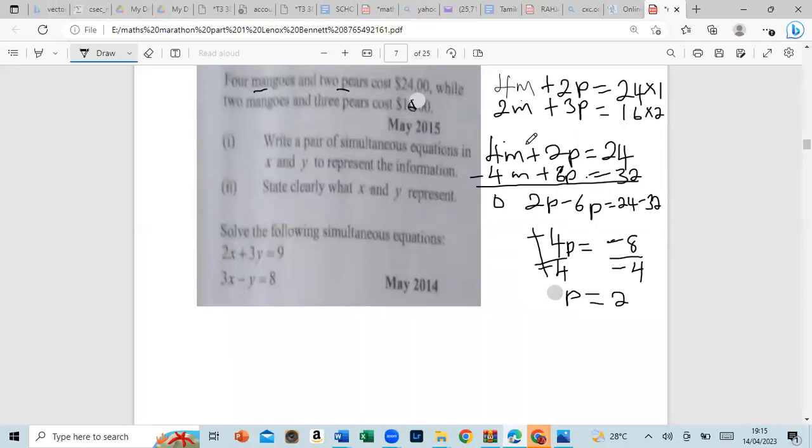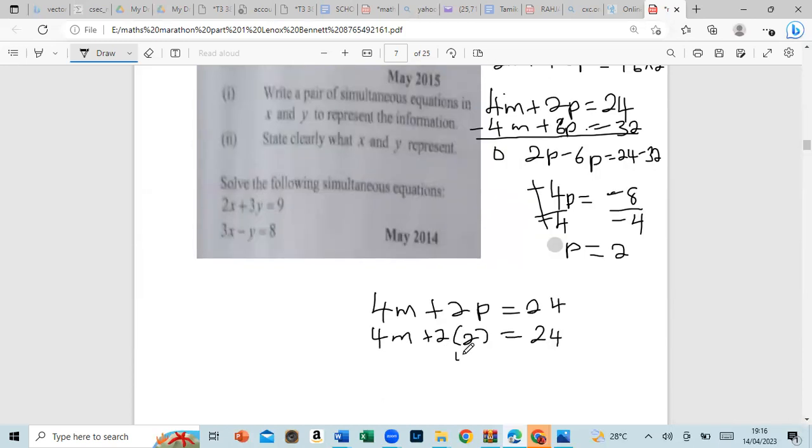So we can use any one equation. I'm going to use the top one. So 4m plus 2p equals 24. But because we know the pear is 2, we can replace it with 2. And then we can solve it from there. So 2 2s are 4. And then we have 4m plus 4 equals 24.